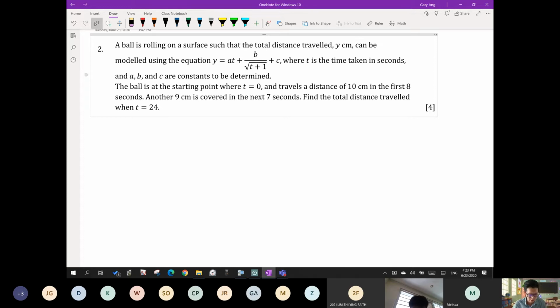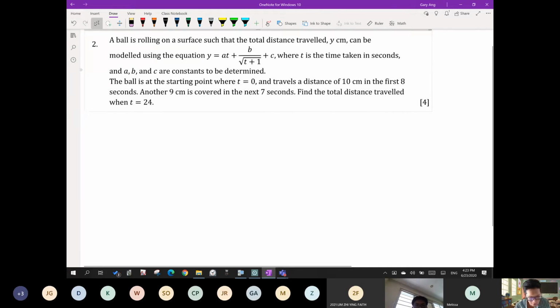Okay, here we go. All right, now this next question, some people have got a different feel to it altogether because they didn't realize that this was even a simultaneous equation question. Okay, so in any case, it does sound a bit weird, to be really honest, right? It reads like, there's a ball rolling on a surface, distance and so on, and time and all. But actually, you just have to read very carefully. Okay, it's just trying to tell you that this y is the total distance traveled.